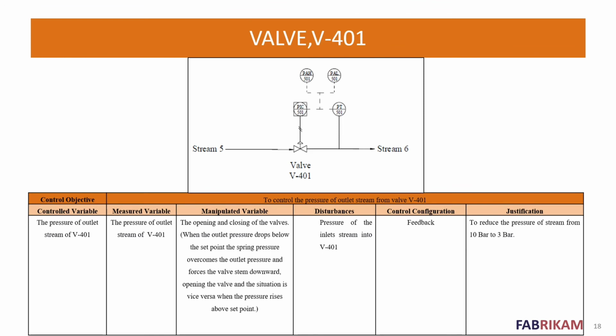Valves are used to reduce a liquid stream pressure. There are 4 valves in this plant. The control configuration for all the valves is feedback control.